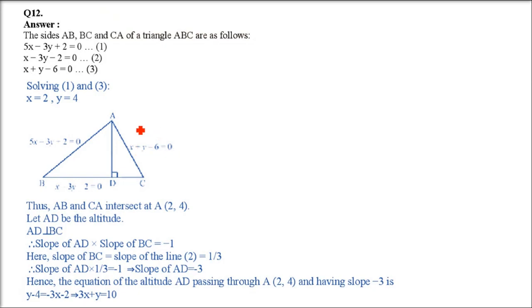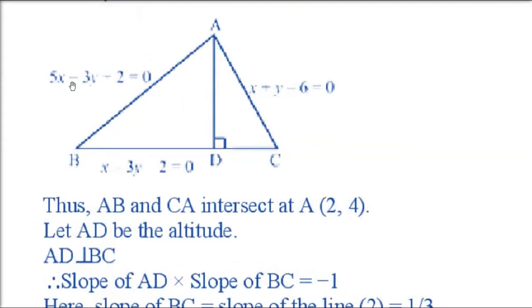This is question number 12. Three sides AB, BC, CA of a triangle ABC are given. Find the equation of the altitude through the vertex A. So we have just done a very lengthy question 11. This 12 is very easy. These are the three sides, and you have to find the equation of the altitude through vertex A.